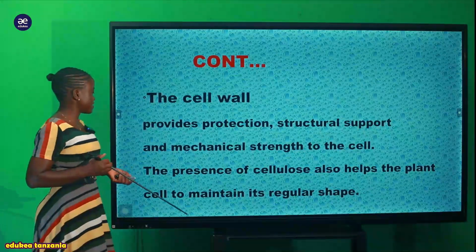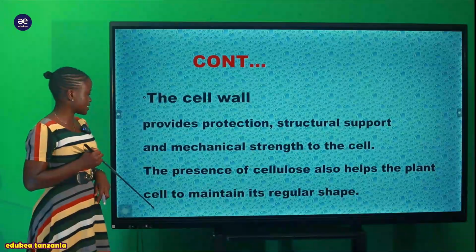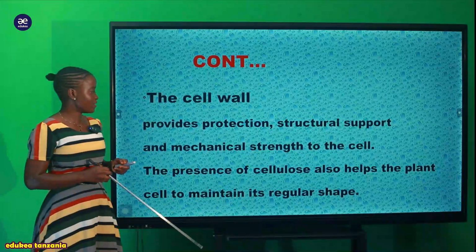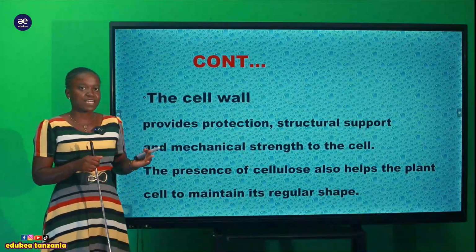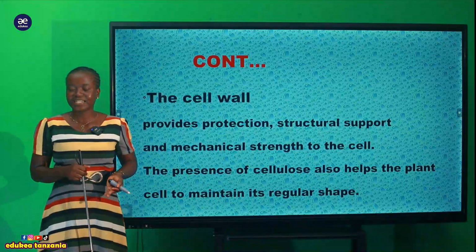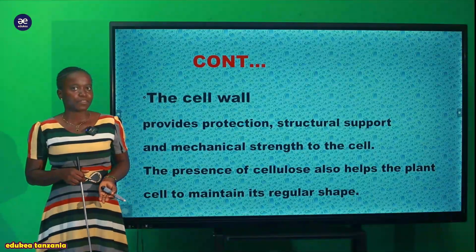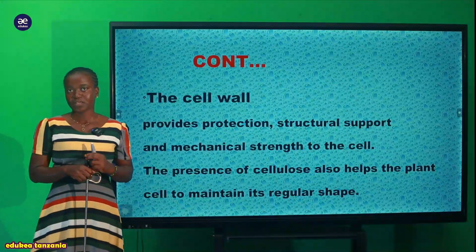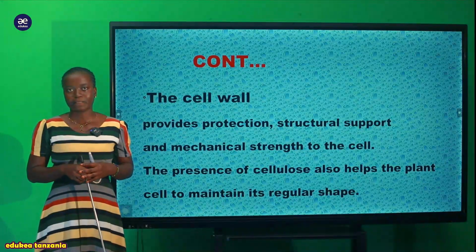And here also we have seen that the presence of the cell wall helps the cell to maintain its regular shape. This regular shape, it's obvious. We have already seen it in O level. We have seen that a plant cell has a regular shape. So where does that regular shape come from? The regular shape comes from the cellulose that is found within that plant cell.